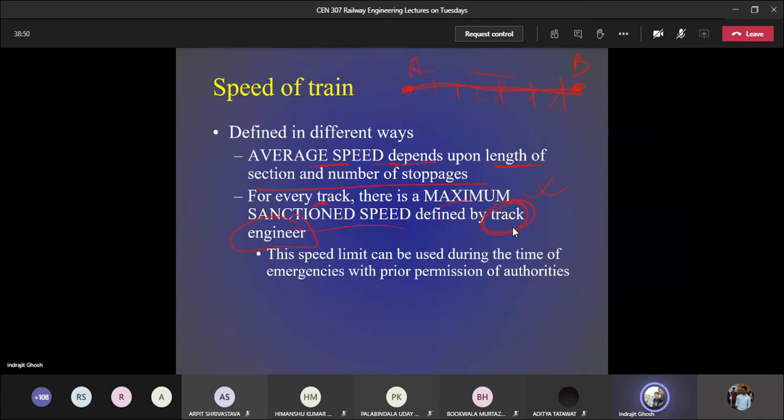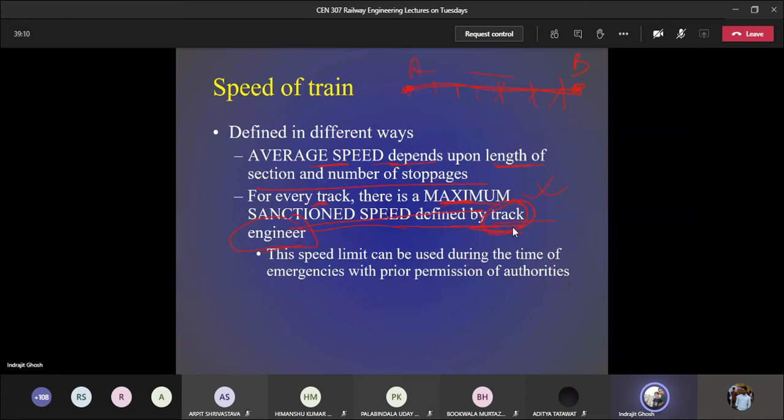So as usual, naturally, the train fell and many people died. And one other fact was the train was an ICF coach. Okay, so the maximum sanction speed will always be defined by the track engineer.